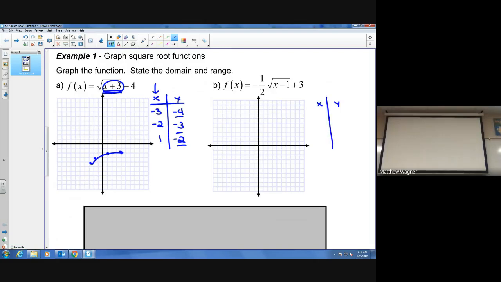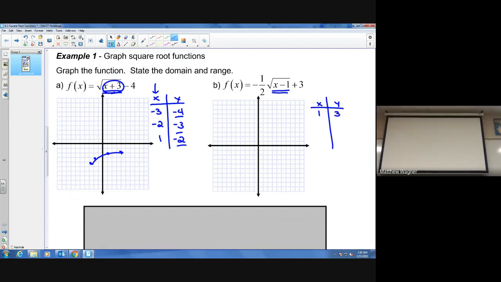Same idea is true here. We're thinking of what makes that 0 to kind of get the graph started, which is a 1. 1 minus 1 is 0. Square root of 0 is 0. 0 times a negative half is 0. 0 plus 3 is 3.